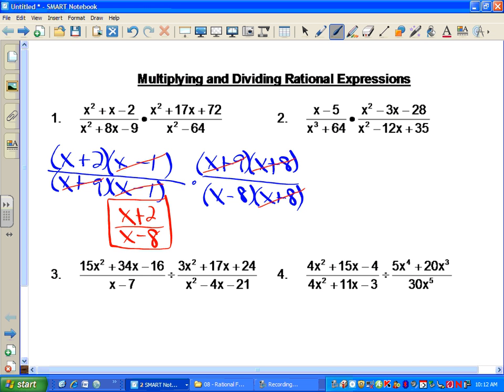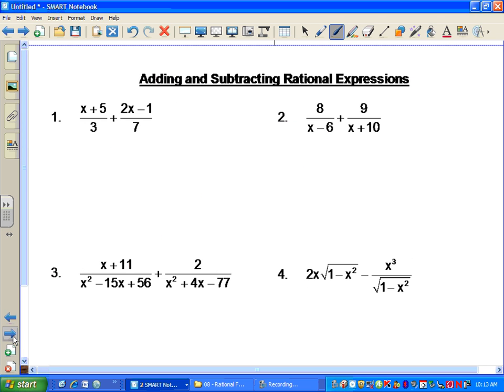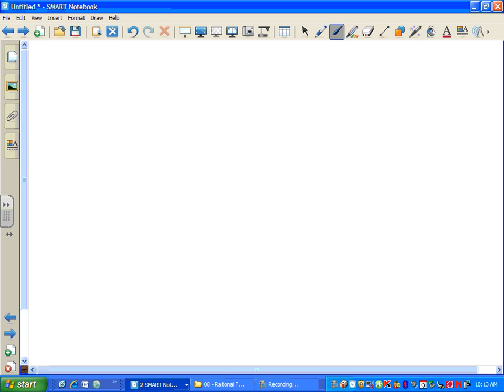Now, on number 2, you're going to need to know how to factor a perfect cube. So, let's go to this next page. Perfect cubes. You may have learned it in Algebra 2. If not, I'll give you a formula.